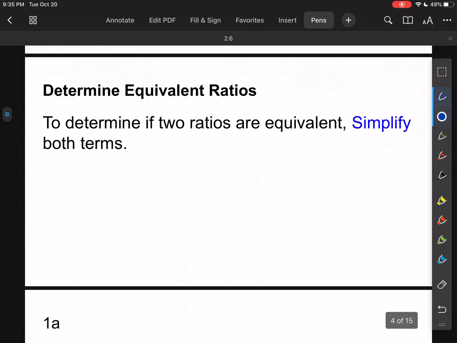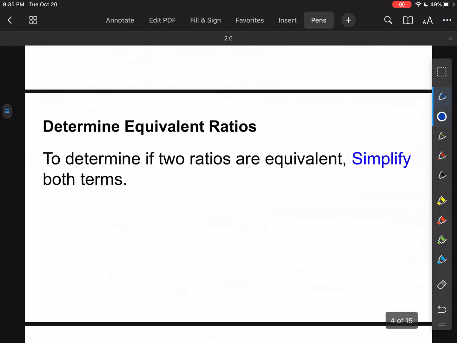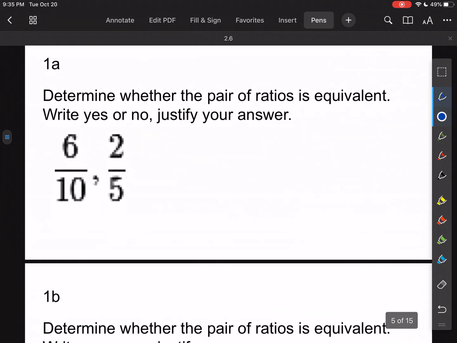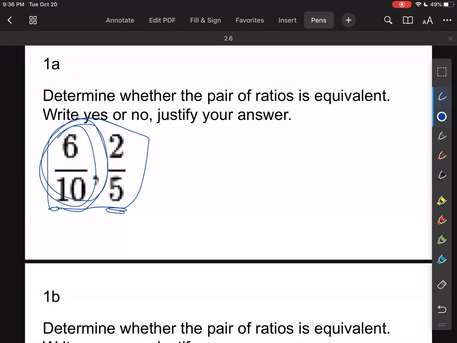So it says here, determine equivalent ratios. Basically, to determine if you have equivalent ratios, for example 1, I'm going to teach you two strategies ultimately, but what I want you to do for now is just simplify each of the fractions. So for example 1, work on simplification. Can you simplify either of these? And hopefully you're seeing that this one can be simplified, this one cannot.